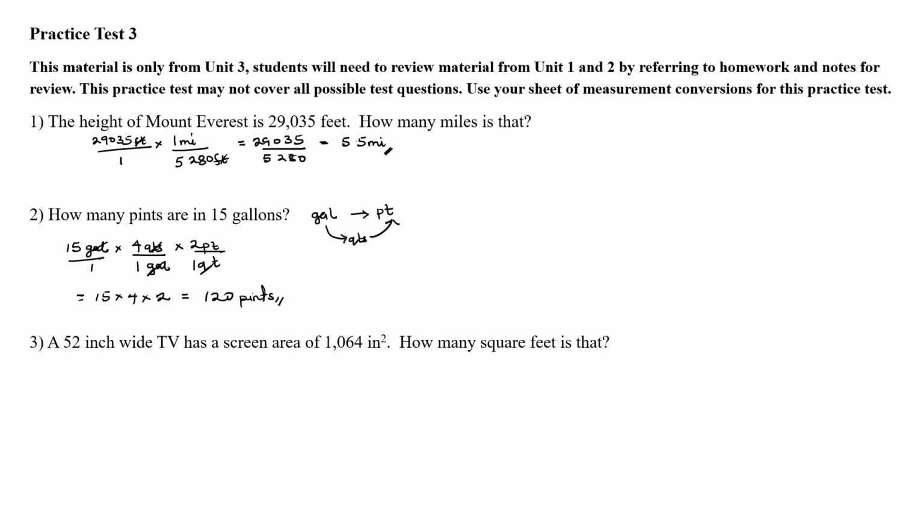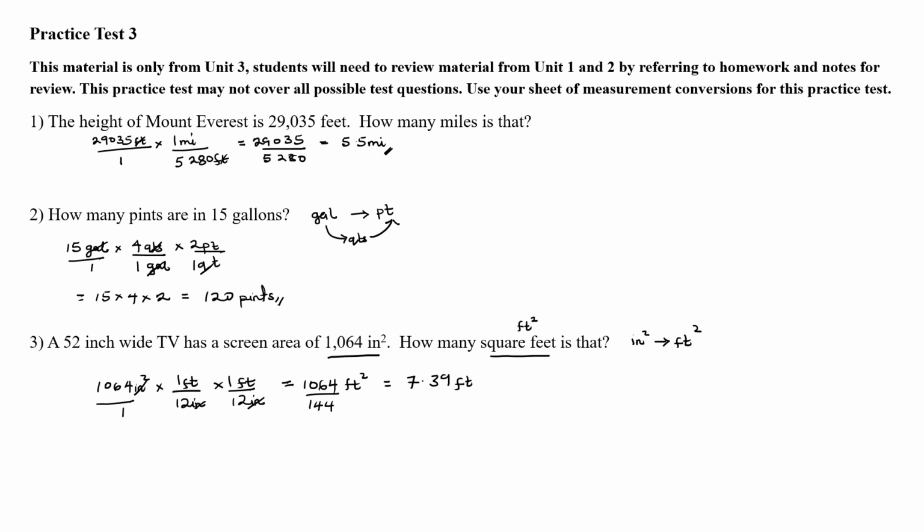We've been given an area in square inches, and we need to convert that into square feet. Since we are doing the conversion in square units, we need to do our conversion twice, so that this and this will take care of that. And feet times feet gives us square feet. And so we have 1064 over 144 square feet, which is 7.39 square feet.